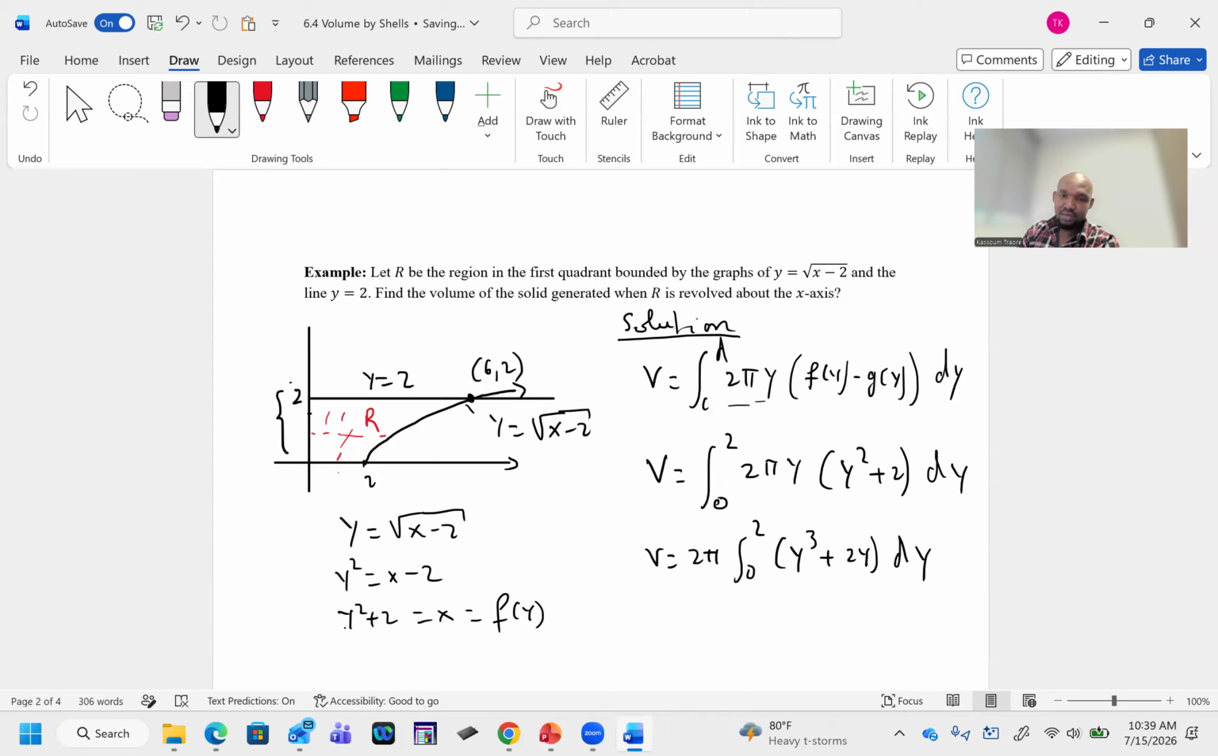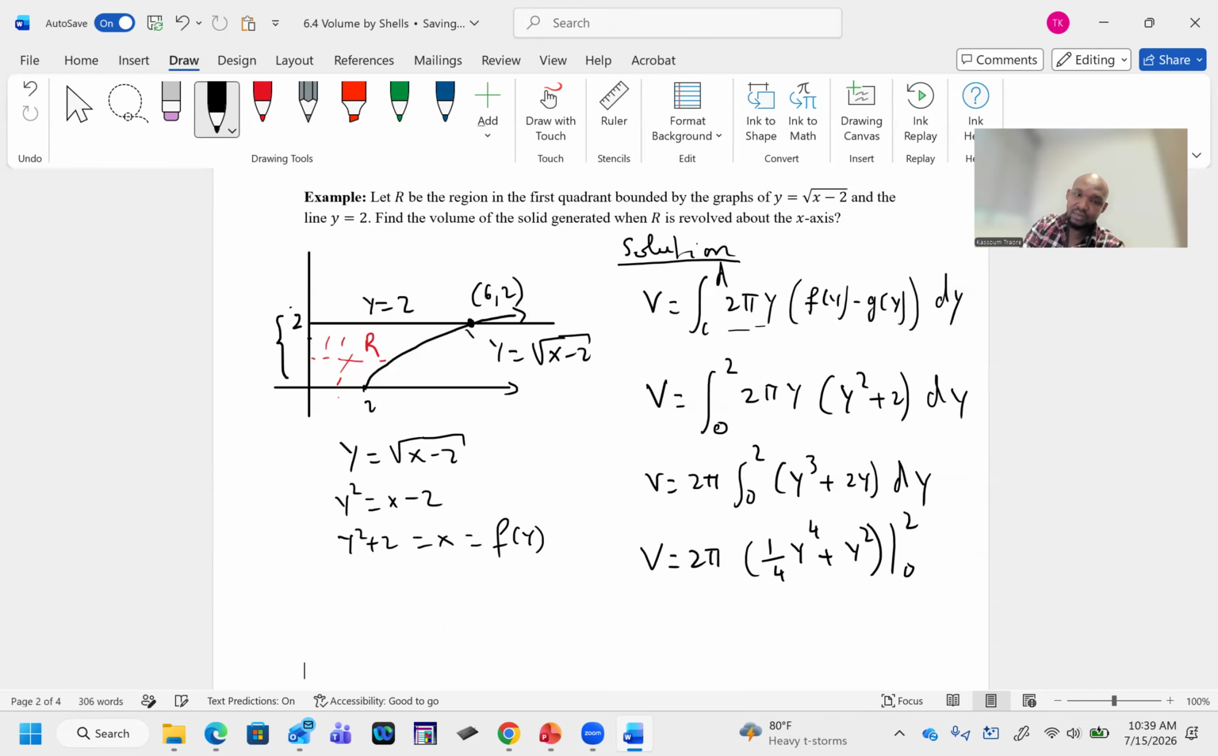And then you know the rest. You know how to integrate this one. This will be 2 pi times 1 over 4 y to the power of 4 plus y squared from 0 to 2. Of course, if I substitute 2, I will have 2 to the power of 4, which is 16. 16 divided by 4 is 4. 2 squared is 4. 4 plus 4 is 8. 8 times 2 pi is 16 pi. So V is equal to 16 pi. And that's it.